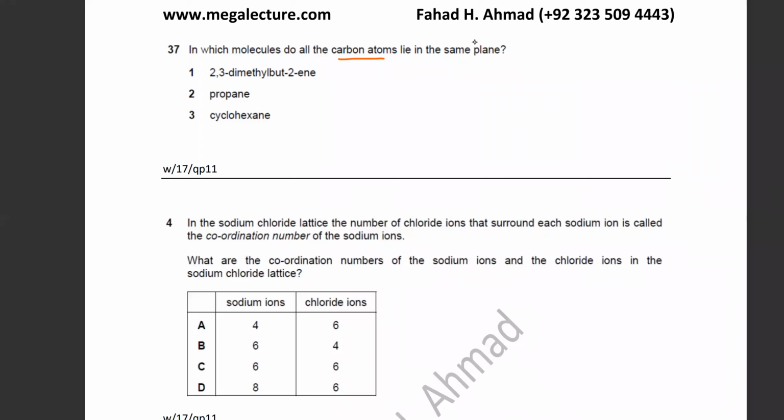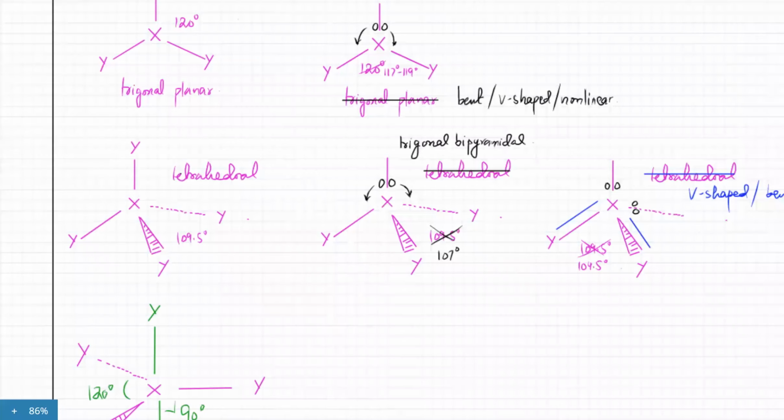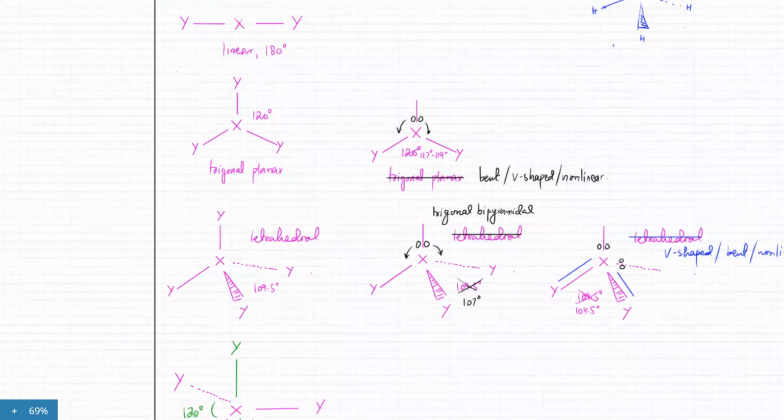So the first thing is, I'll give you an idea about shapes. Same plane basically means that if you have a flat table and you put the molecule down, the molecule would lie completely flat on the table. So that means it's lying in the same plane. So if I put a linear shaped molecule onto a table, it's going to lie completely flat. So this thing is planar. I mean, you can put it in a plane.